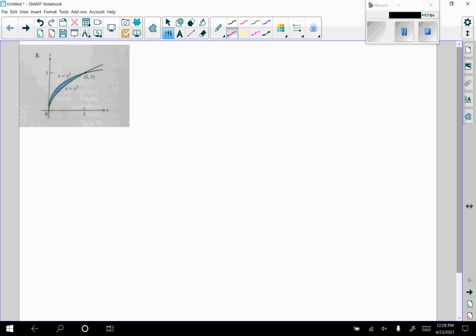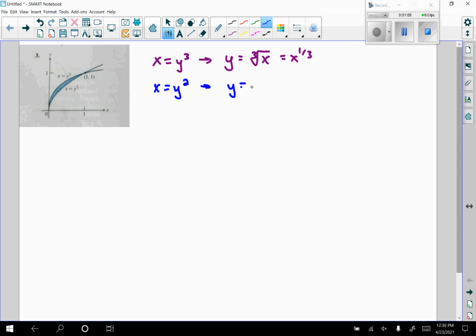But for right now, in order to write the integral to help us find the area as the top curve minus the bottom curve, we want to solve for y in terms of x. So if we take x is equal to y cubed, that just means y is going to be the cubed root of x, or x to the 1/3. And then if we take x is equal to y squared, notice it's just the top half of a sideways parabola. So when we go to take the square root here, we just use the positive. So y is going to equal the square root of x, or x to the 1/2.